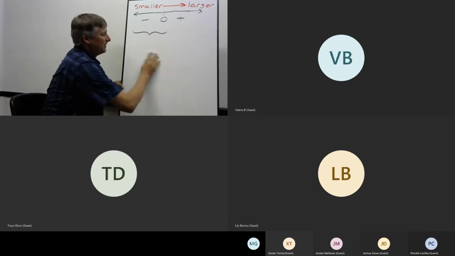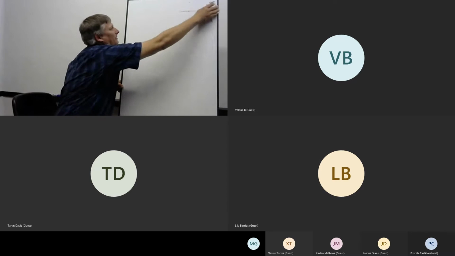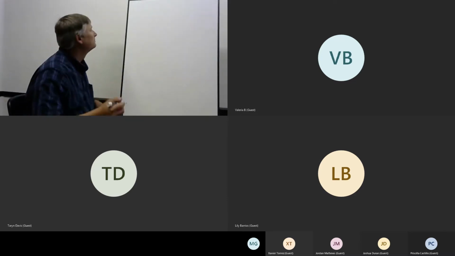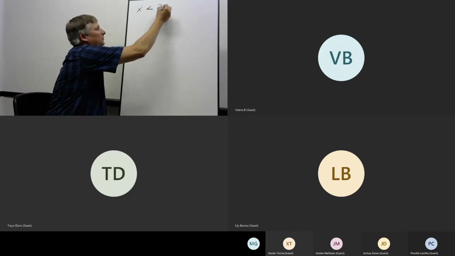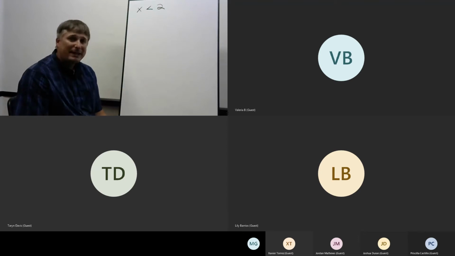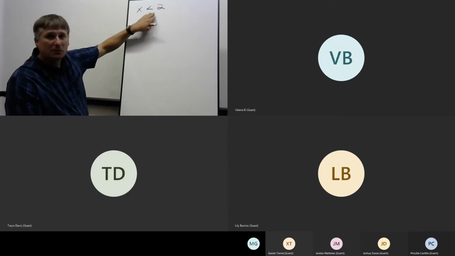Now, inequalities become interesting in another way when we talk about x. X is less than 2. Now, x could be anything with one condition. X has to be any number that's less than 2.